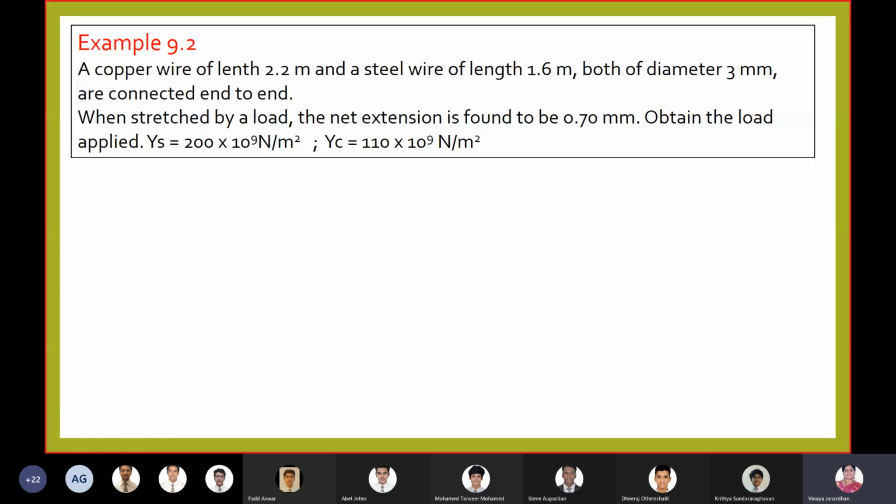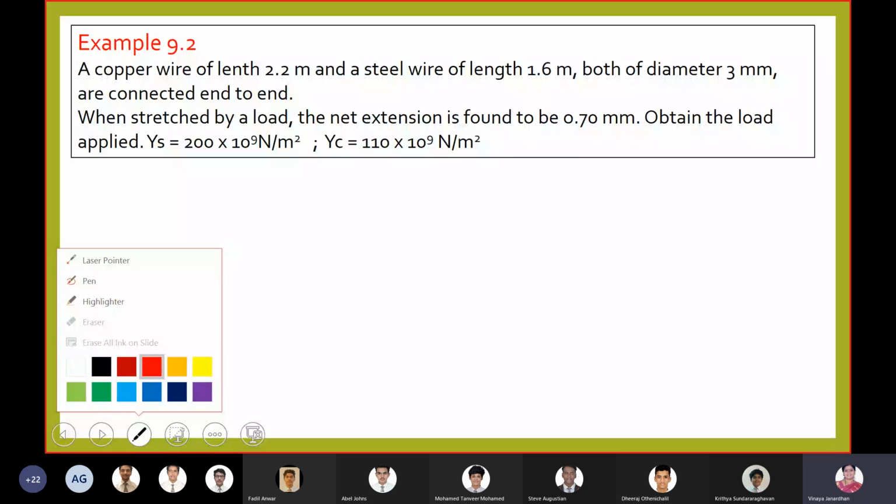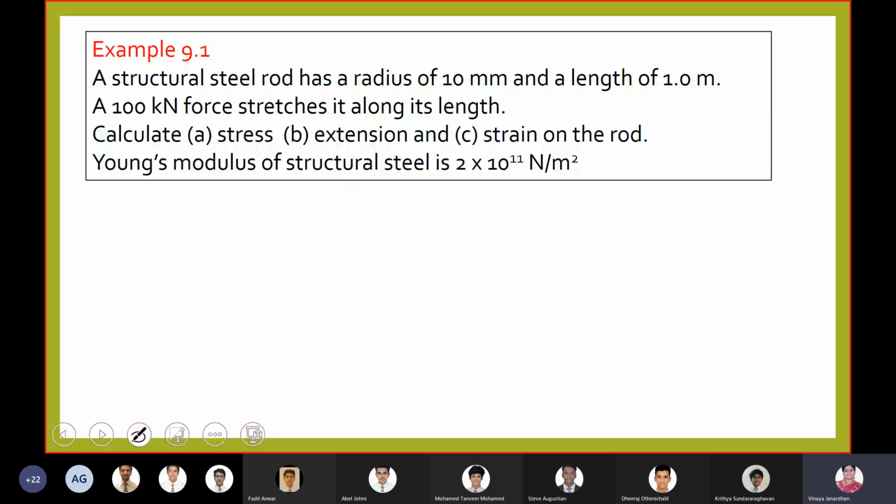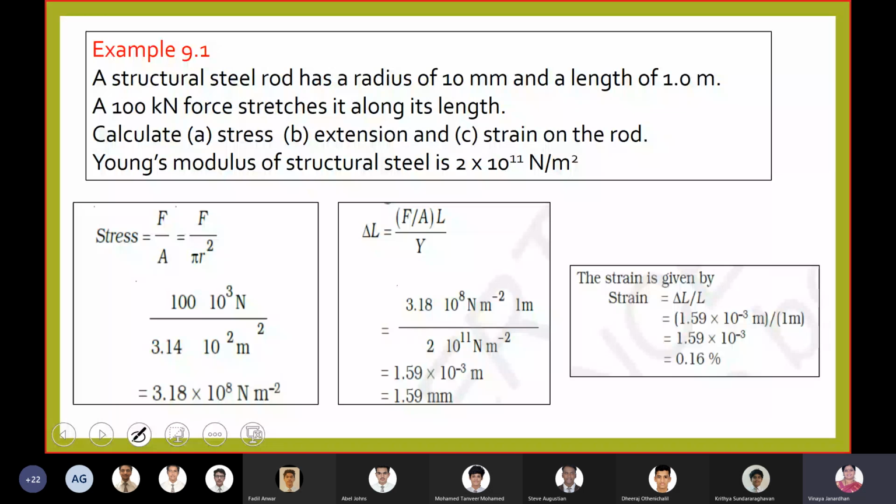Textbook numericals, boys. All these are textbook numericals. The previous one, did you note? It's 9.1 of your textbook. Note down example 9.1 of your textbook so that you need not write the question again. The next one is example 9.2 of your textbook.